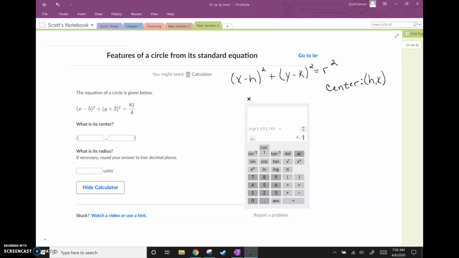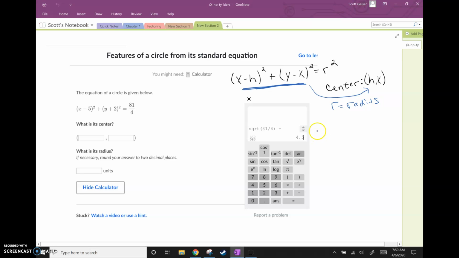So the center here, this is called HK form. This is the standard equation of a circle, so you'll see it a lot of times like this. Our H value and our K value will give us the center of the circle. And then over here, R is going to be the radius of the circle. This is going to be very similar to something we've done in algebra.